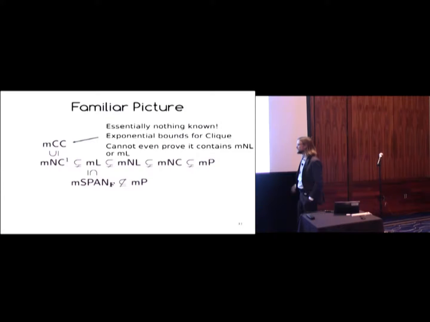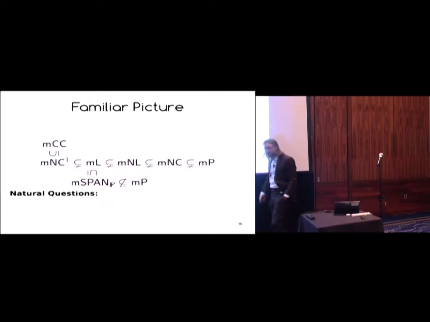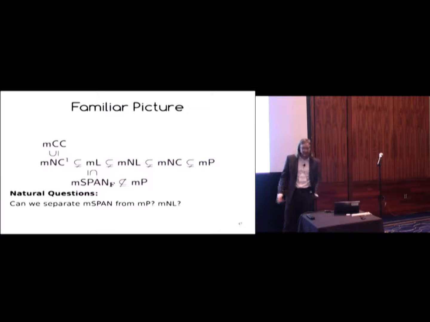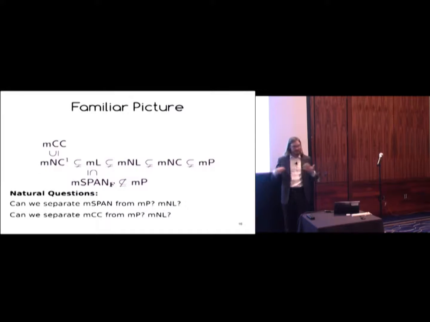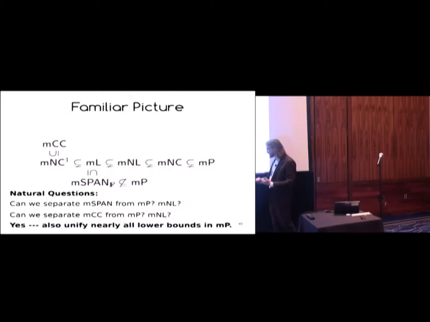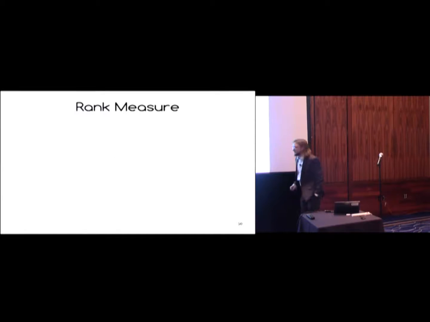So this suggests two natural questions. First of all, can we separate monotone span programs from monotone P, L, over any field? And for comparator circuits, same questions: monotone P, monotone NL. And I'm happy to say that the answer is actually yes, and in the process of doing that, we can basically unify all the lower bounds within monotone P with one technique. Okay, so how do we do that? Well, let me talk about the rank measure.